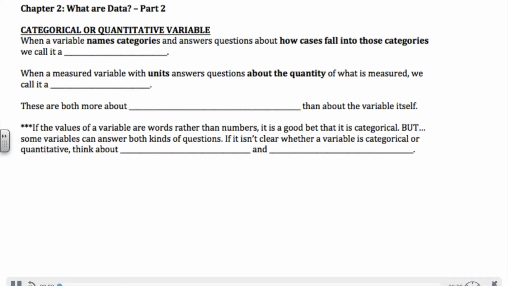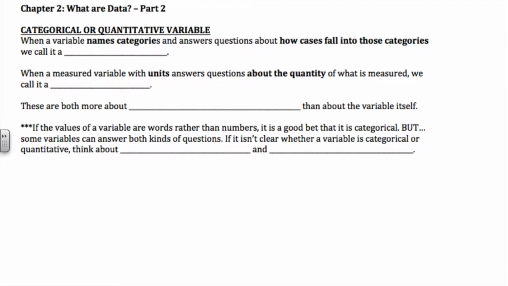Hi, this is Mrs. Elliott, and we are here to learn about the second part of Chapter 2 in What Are Data. First, we're going to talk about two types of variables: categorical or quantitative variables. So let's just jump right into the definitions.